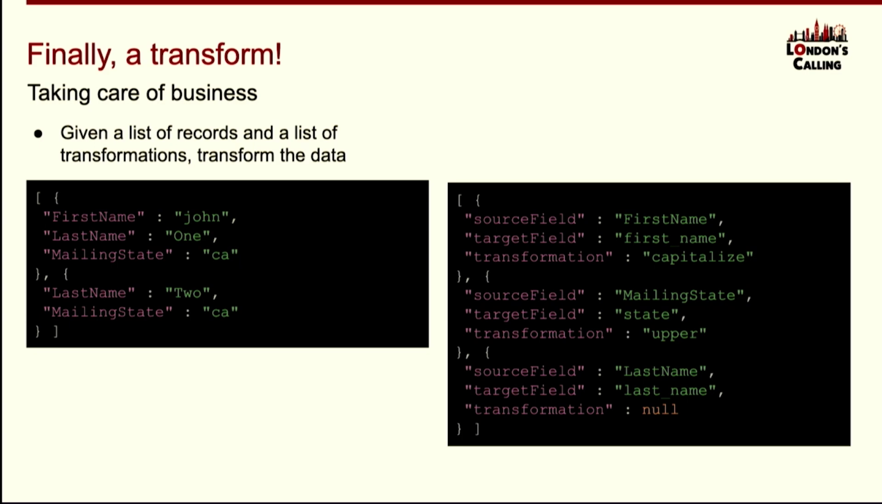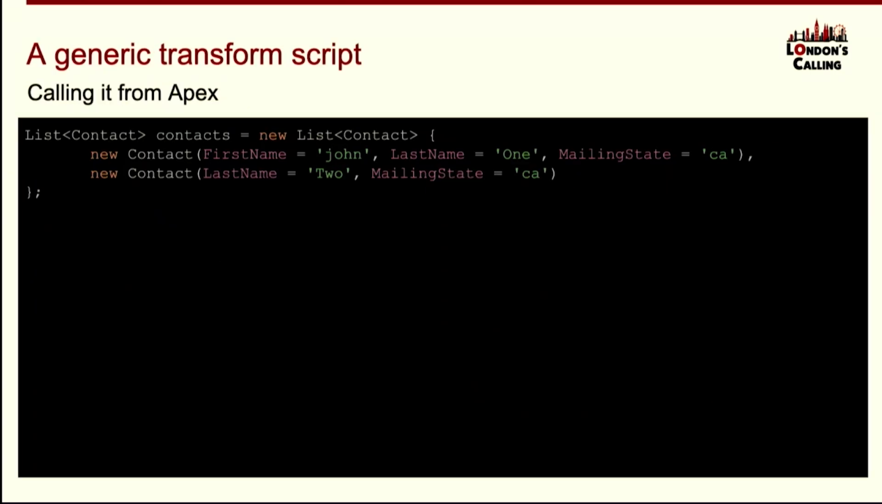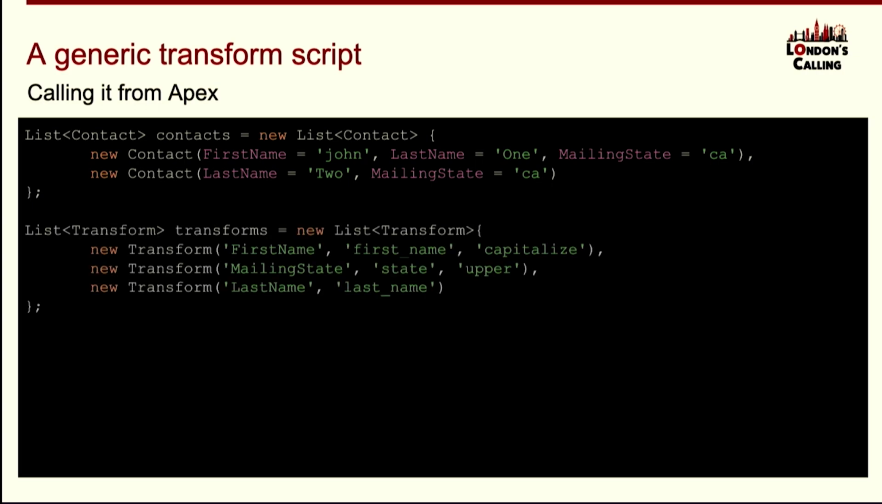So this is what I'm going to provide to my DataWeave, the records and also what I want to do with those records. So the way that looks to call DataWeave from Apex is I create a list of contacts, which is just what you saw on the last slide. I create a list of transforms.